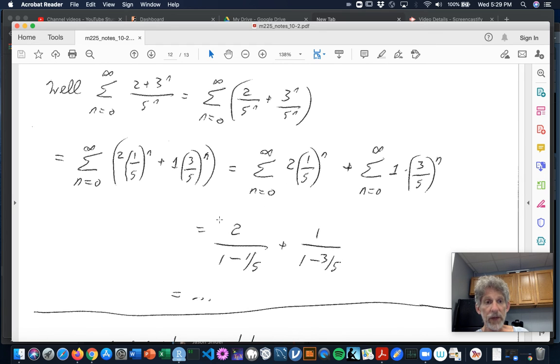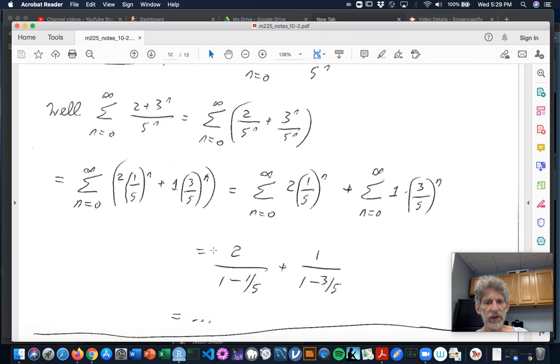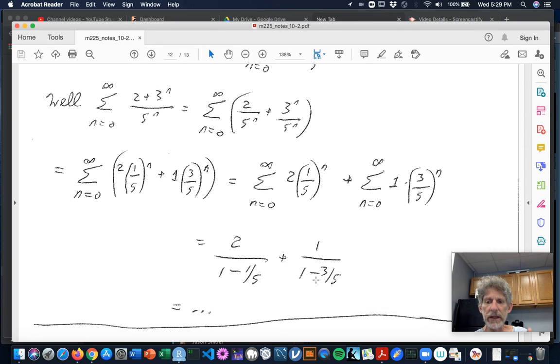So I could simplify that, but I have found that this infinite series does converge by breaking it up as the sum of two geometric series.